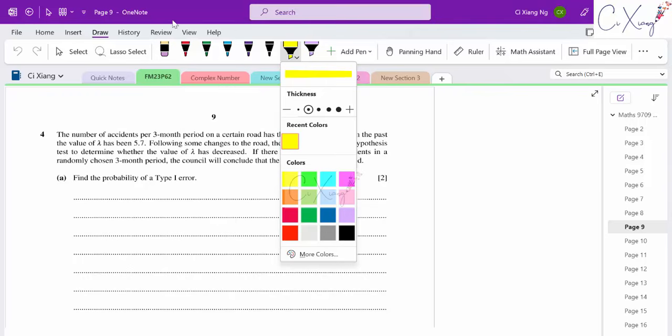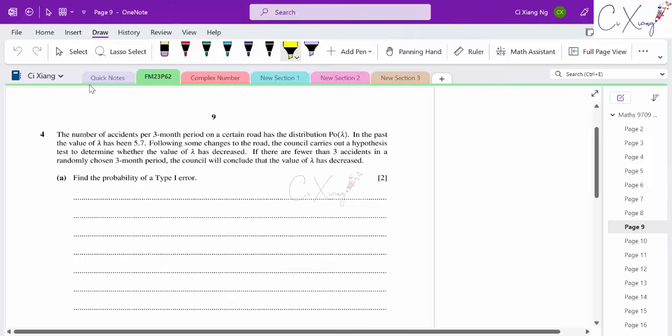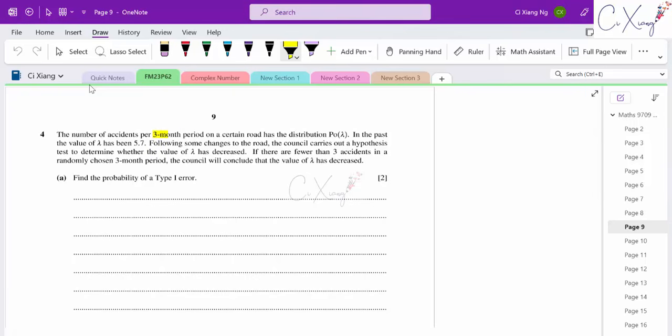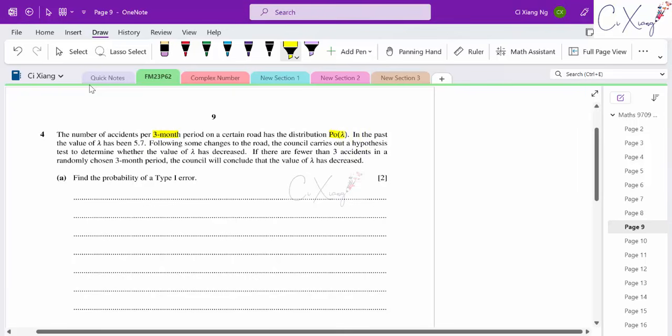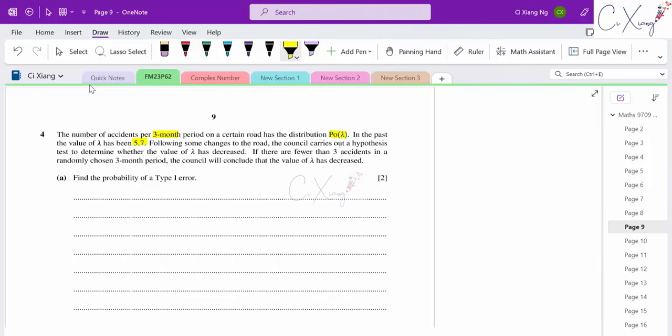Question number 4. The number of accidents per 3-month period on a certain road has a Poisson distribution with parameter lambda, and in the past the value of lambda has been 5.7. Following some changes on the road, the council carries out a hypothesis test to determine whether the value of lambda has decreased. So this is actually the keyword for us to form the alternative hypothesis. If there are fewer than 3 accidents in a randomly chosen 3-month period, then the council will conclude that the value of lambda has decreased. They want us to find the probability of type 1 error in this case.